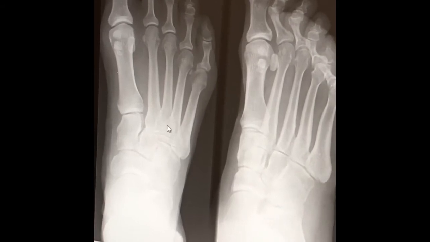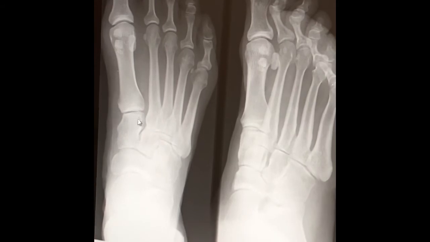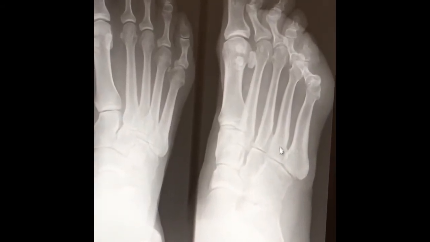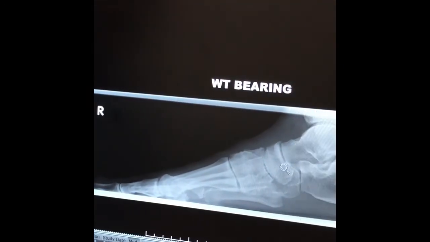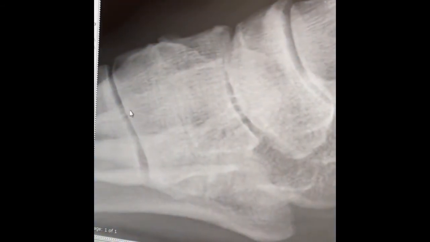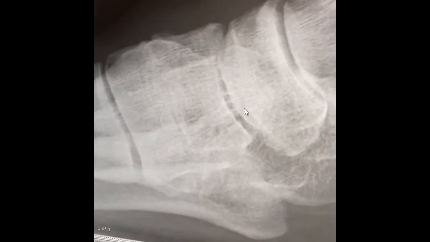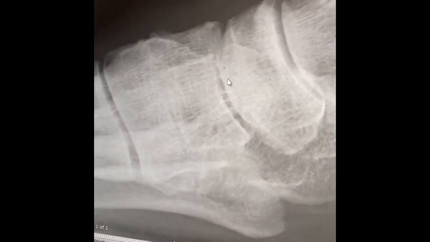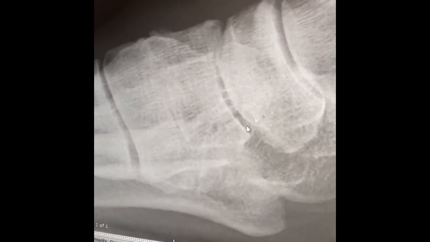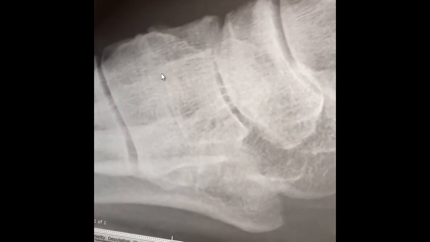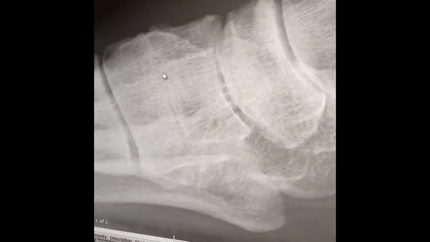Here we have two views, a dorsoplantar view which is looking directly down at the foot, and a medial oblique view which is looking from a side view. We also have a lateral view here. Now the key thing is identifying the joints. So here we have the first metatarsal cuneiform joint. Here we have the naviculo-cuneiform joint, because this is a cuneiform, this square bone, this is a navicular. And then in the middle, which is superimposed, we have the second metatarsal cuneiform joint.